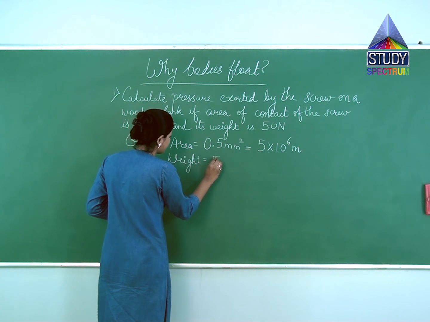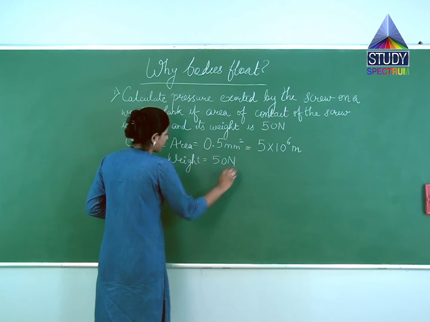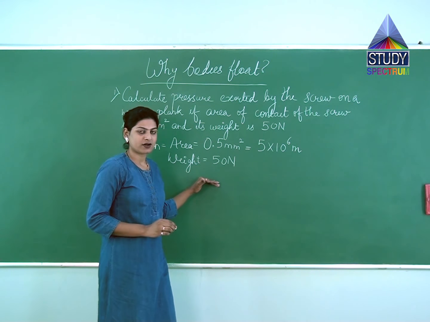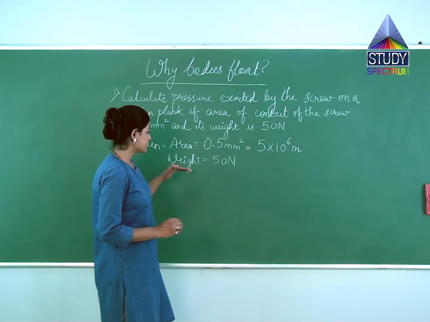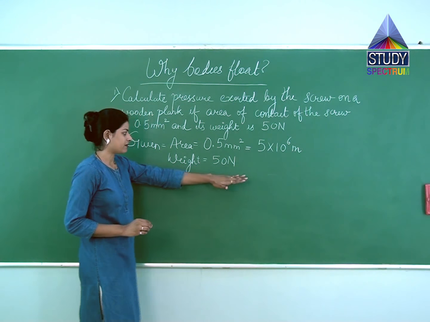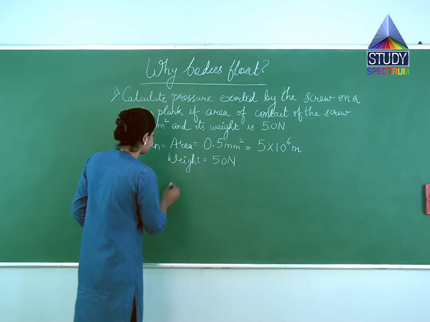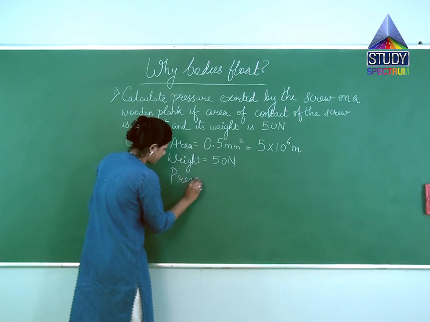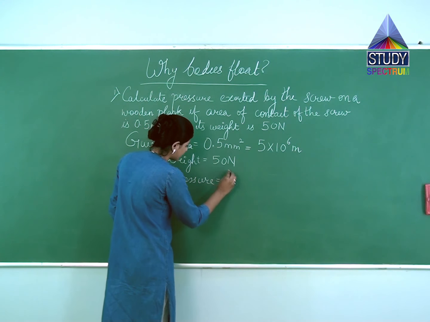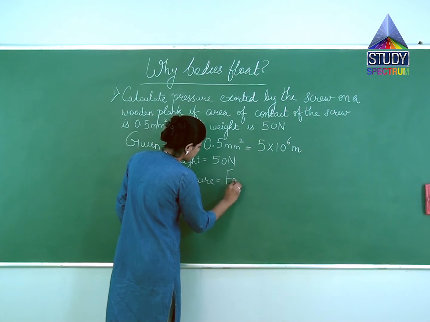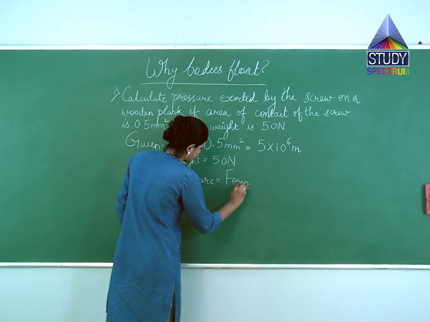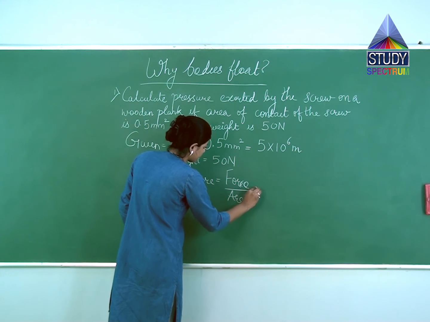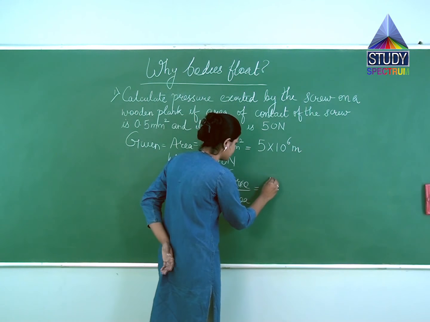Weight is 50 Newton. Weight is actually the force that is exerted on a body due to gravitation. So we write it in terms of Newton because it is a force. So weight is 50 Newtons. The formula for pressure is equal to force upon area. Now substituting the values we get.